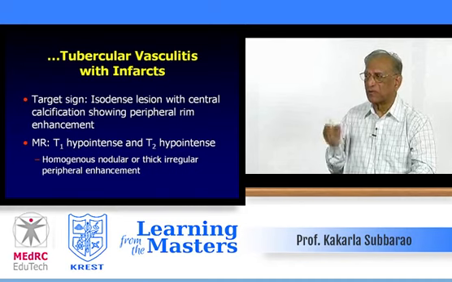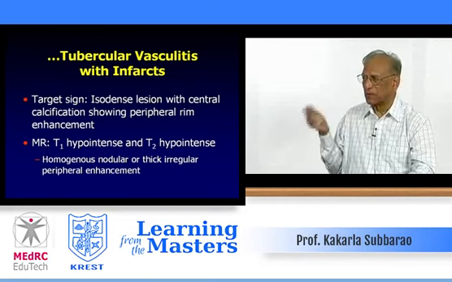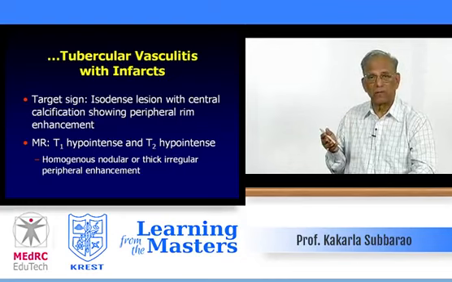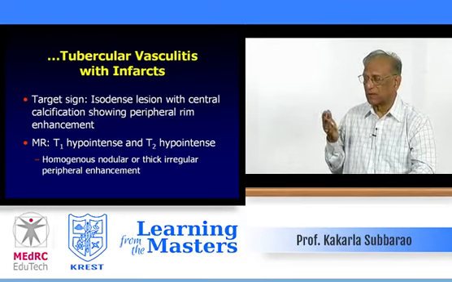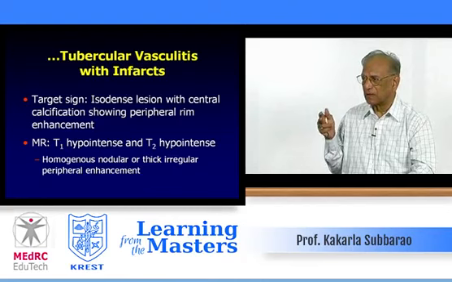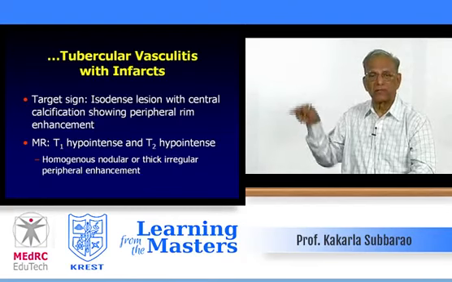And then there is one target sign in tuberculoma. What is that? An isodense lesion with central calcification showing peripheral rim enhancement. That is the target sign. But how does MR help? Well, in T1 it is hypointense, and in T2 also it is hypointense. That's how you differentiate from cysticercosis. Homogeneous, nodular, thick, irregular peripheral enhancement is there.